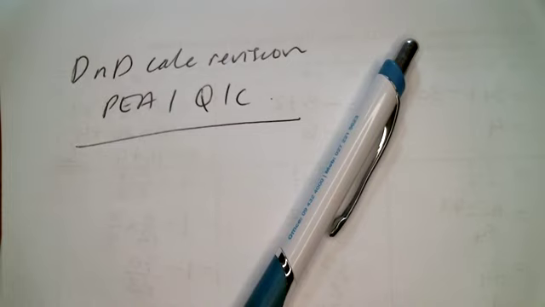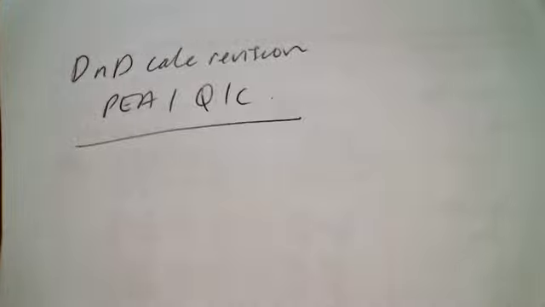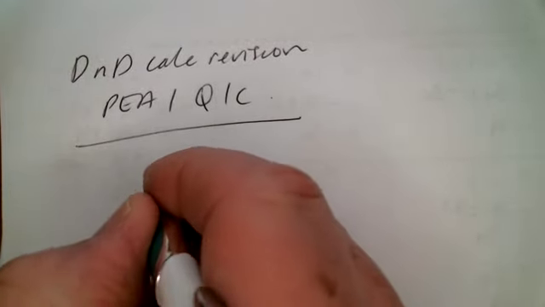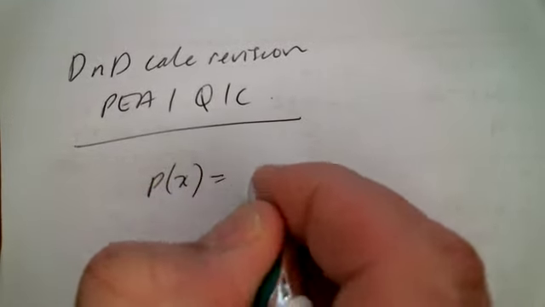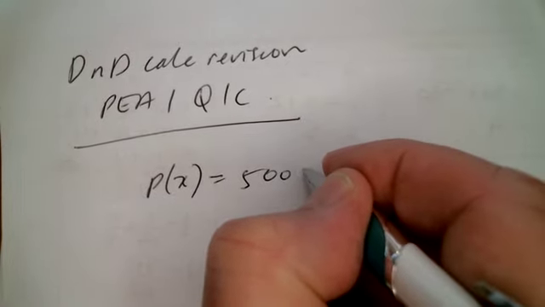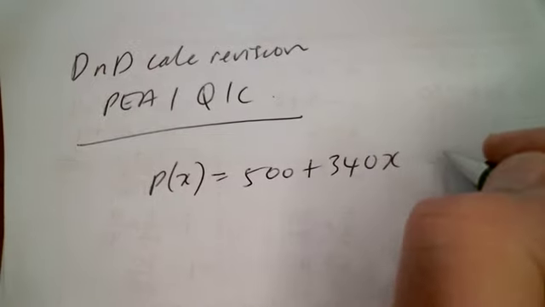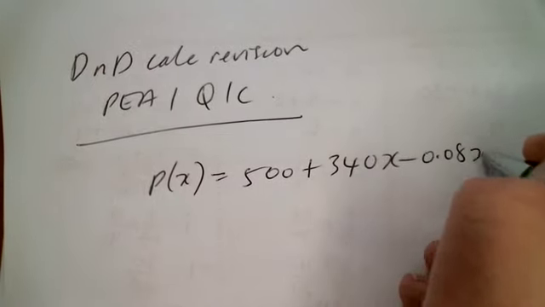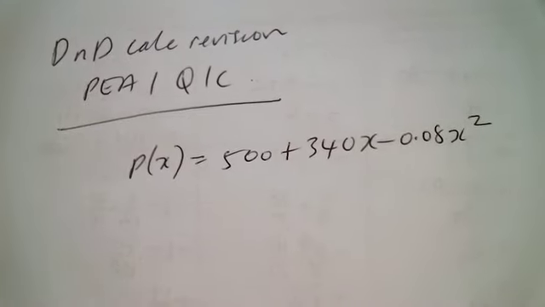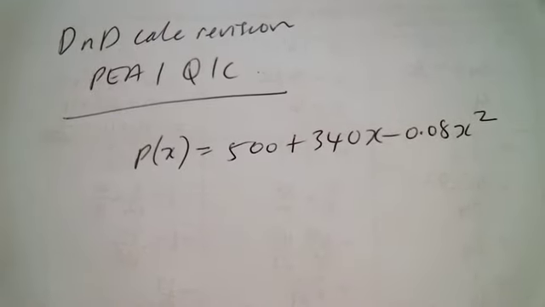A company's yearly profit from the manufacture of x components, x being, I suppose, the number of components, is represented by the function P of x equals 500 plus 340x minus 0.08x squared. And it says, how many components should the company produce to maximize their profit?